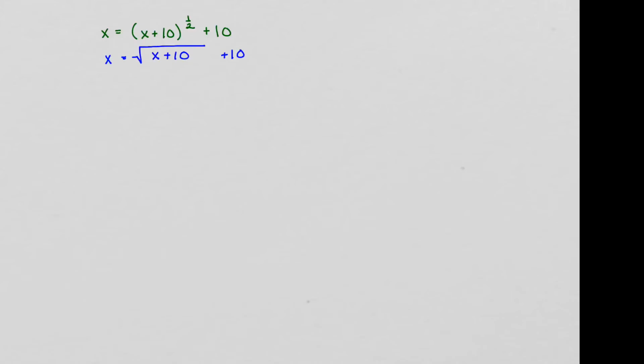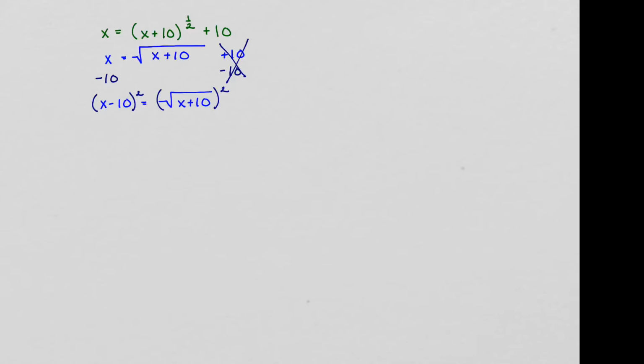So I'm going to subtract a 10 from both sides of this equation. In doing that, it's going to clear the plus 10 on the right away, getting my radical isolated, or by itself. So from here, we have x minus 10 is equal to the square root of x plus 10. And in order to get rid of the square root, we'll square both sides.